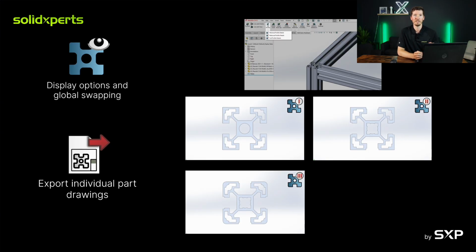So we have a global setting allowing you to customize the level of visual detail for all newly created profiles in your AluFrame project. And there's also a setting in the toolbar allowing you to just modify the visual representation or the visual detail within the currently open AluFrame project.